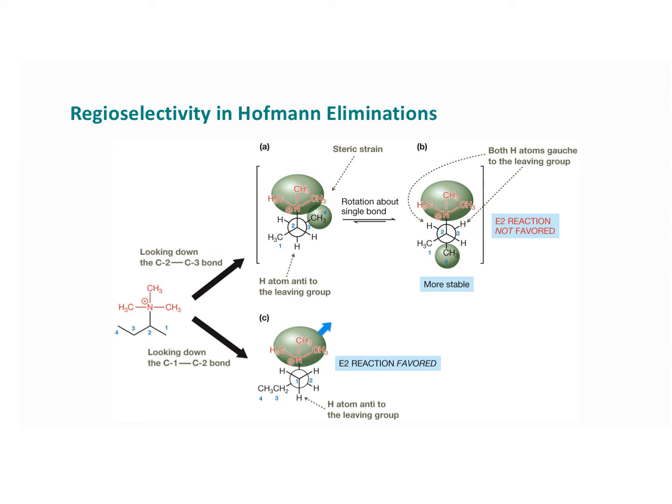However, as shown here, the hydrogen atom on carbon 1, so this is carbon 1, can be anti, and remember anti just means on the opposite side to the leaving group, and it doesn't cause any excessive steric strain. And so in this case, the E2 reaction is favored. And so that's one of the reasons we see that Hofmann elimination product, or the anti-Zaitsev product.